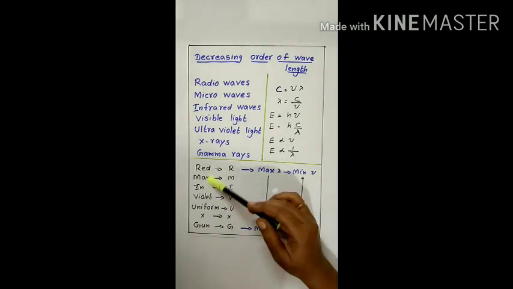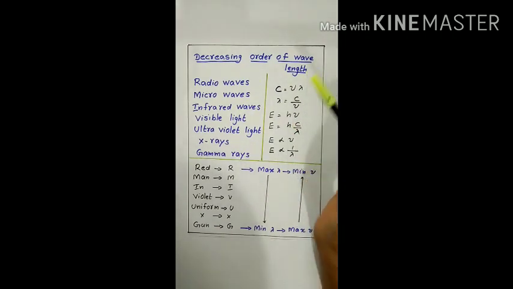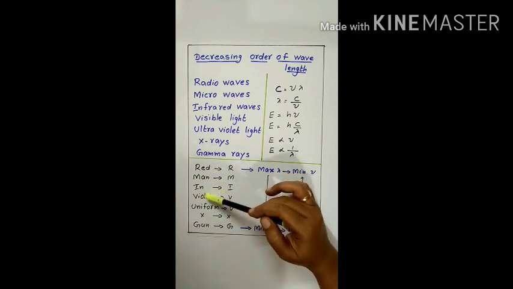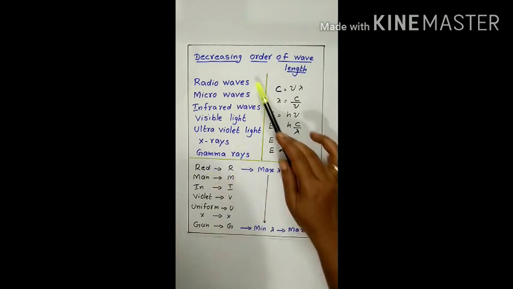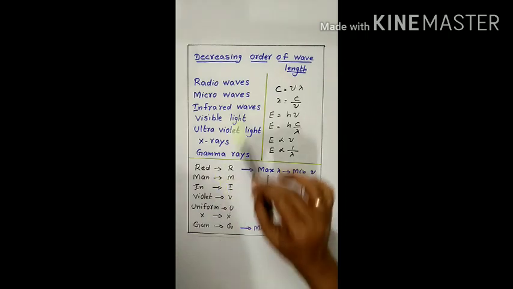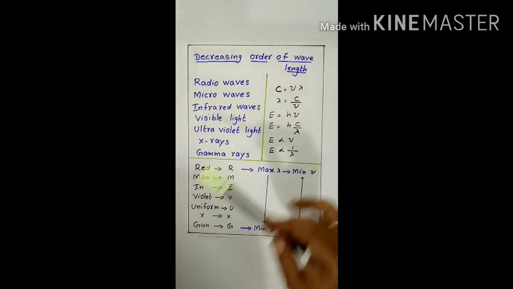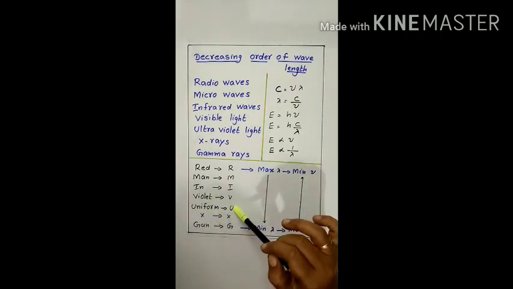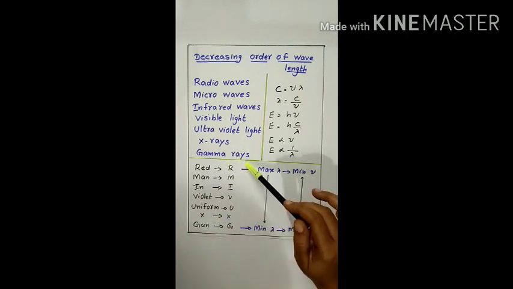Also, you can use some codes to remember these EM waves in the decreasing order of wavelength. One such code is given here, that is: red man in violet uniform with X gun. Red, R, represents radio waves; man, M, represents microwaves; in, I, represents infrared waves; violet, V, represents visible light; uniform, U, represents ultraviolet light; X, X-rays; gun, G, represents gamma rays.